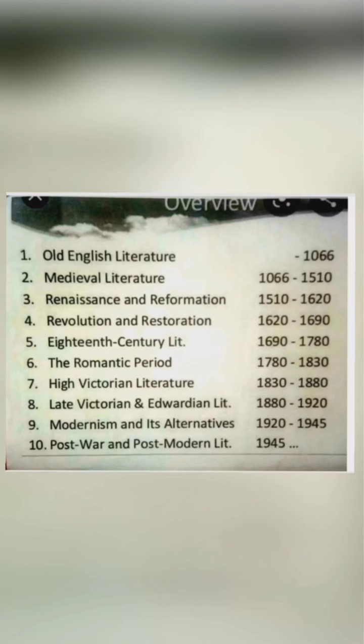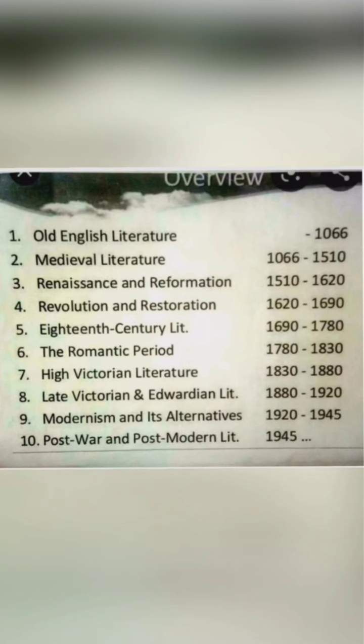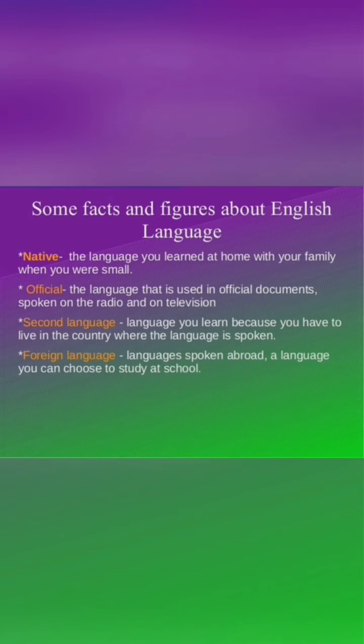Here we can see the epochs of British literature, an overview. Epochs means a particular period of time in history. So particular years and the century are mentioned here. You can see. Now let's know some facts and figures about the English language.